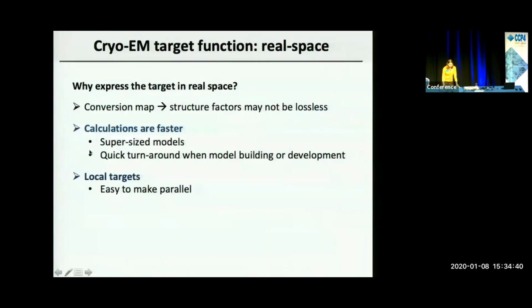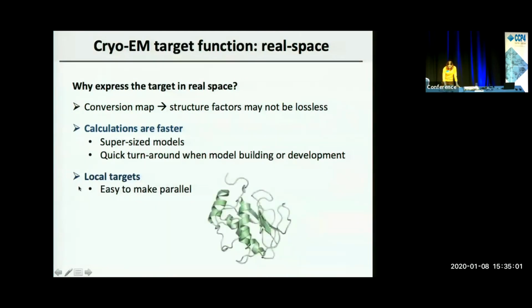And then we also want to have a quick turnaround when we do some development or model building. So if we want to, let's say, test a parameterization, we want to see if it works in maybe 2 hours or 20 minutes and not in 2 days. And then if we do perform refinement in real space, we can use local targets. So I want to highlight what that means.